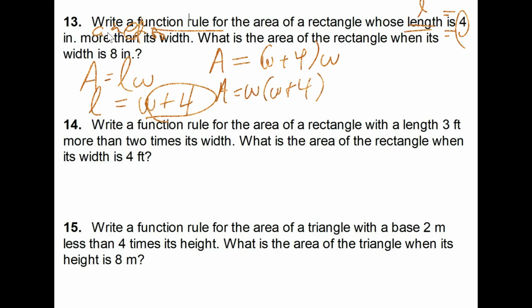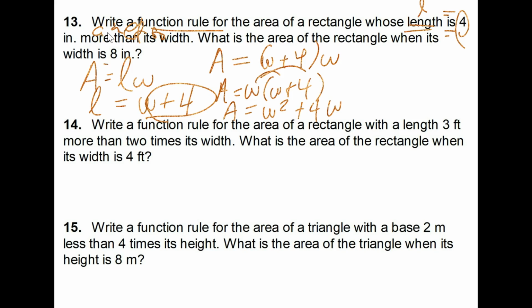And this is not the function rule that I want to see. I want to see this simplified. So we get A is equal to W squared plus 4W. Please remember, when you multiply something by itself, you are squaring it. Like 5 times 5, which is 25, which is 5 squared. 8 times 8, which is 64, which is 8 squared. W times W is W squared. All right, you got that.